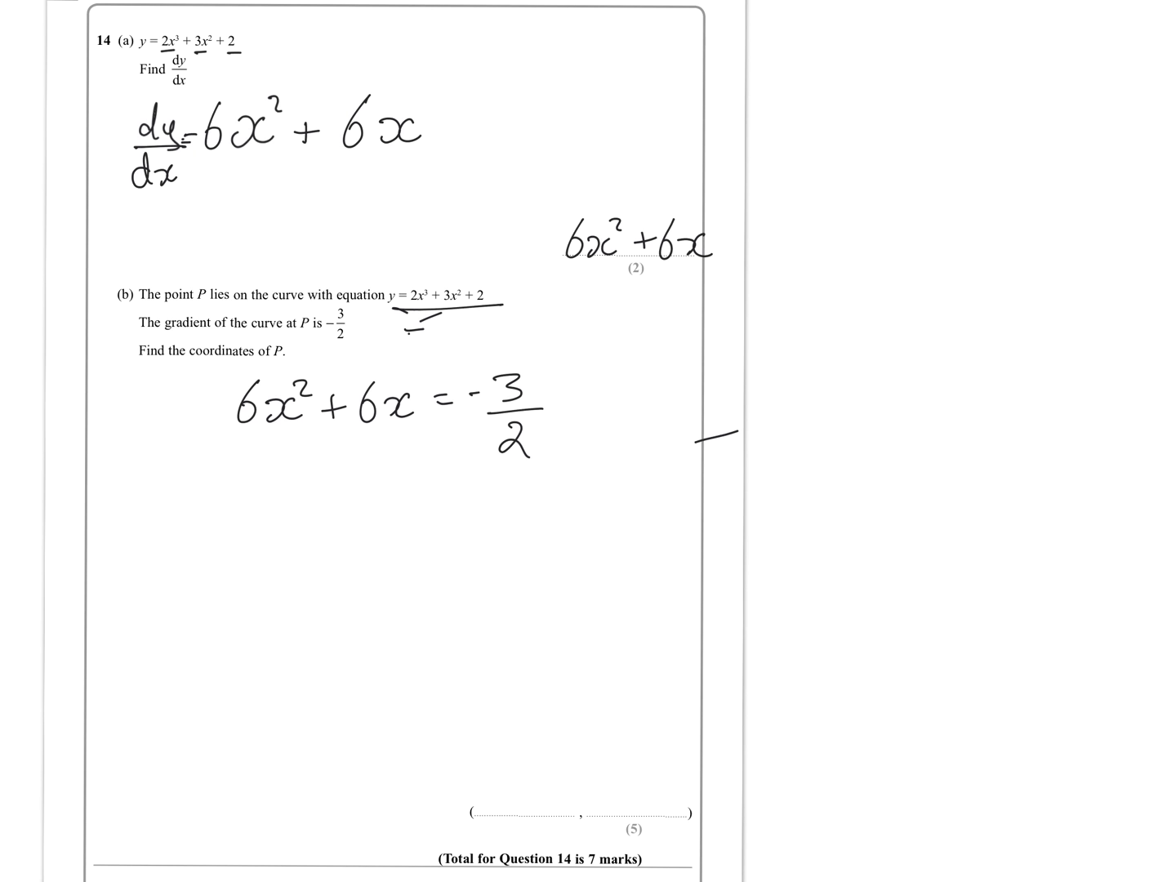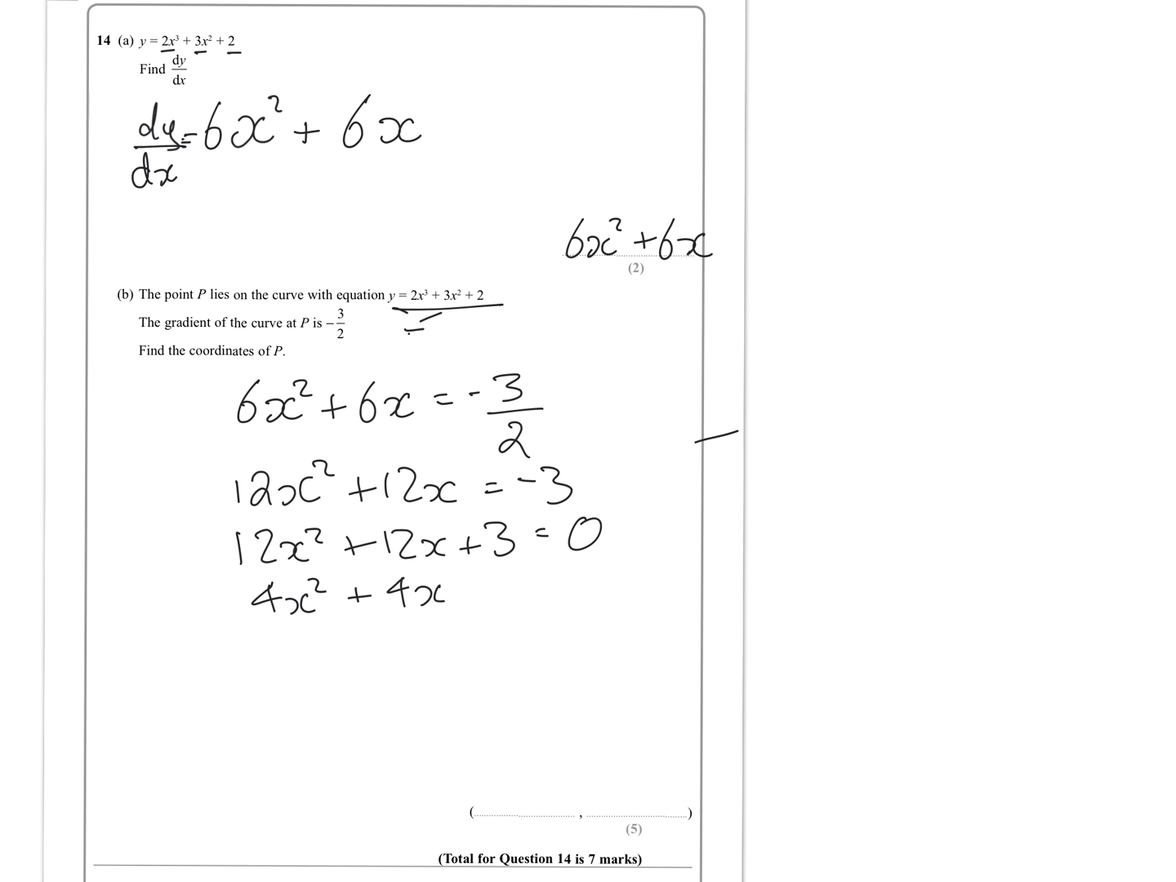Okay, well, I'm going to tidy this up. I'm going to multiply it all by 2, and I'm going to get 12x squared plus 12x equals minus 3. And this is a quadratic, so I'm going to add 3 to make it equal 0. So 12x squared plus 12x plus 3 equals 0. I don't like this, so I'm going to divide it all by 3 to make it slightly easier. 4x squared plus 4x plus 1 equals 0.